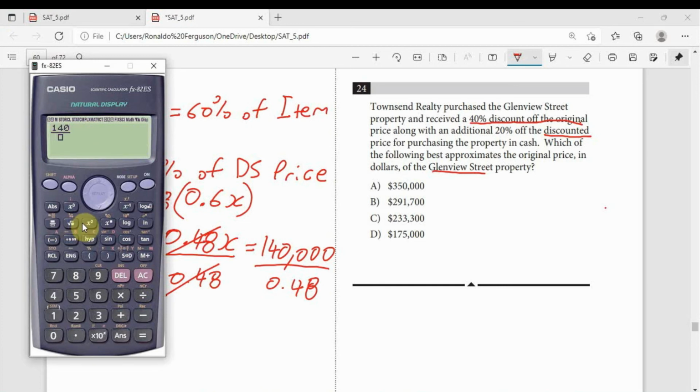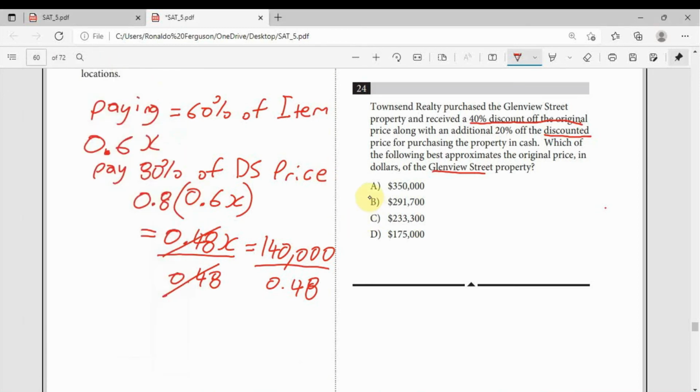That's 291,700. All right, so that was the original price, but with the amount of discount, you end up paying less than half of it.